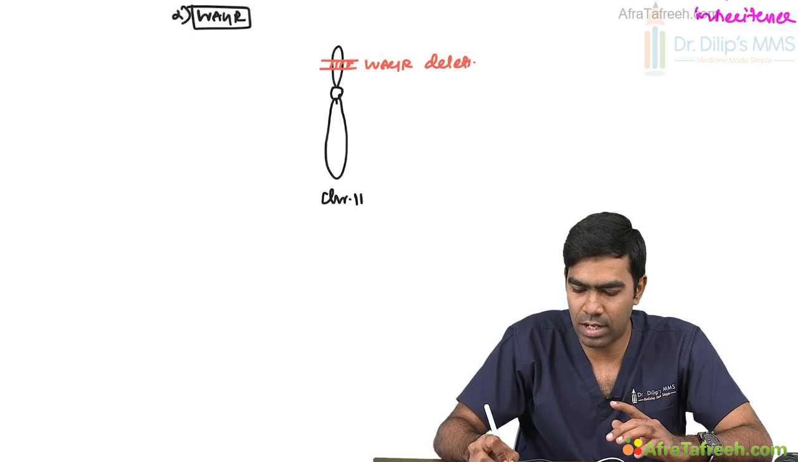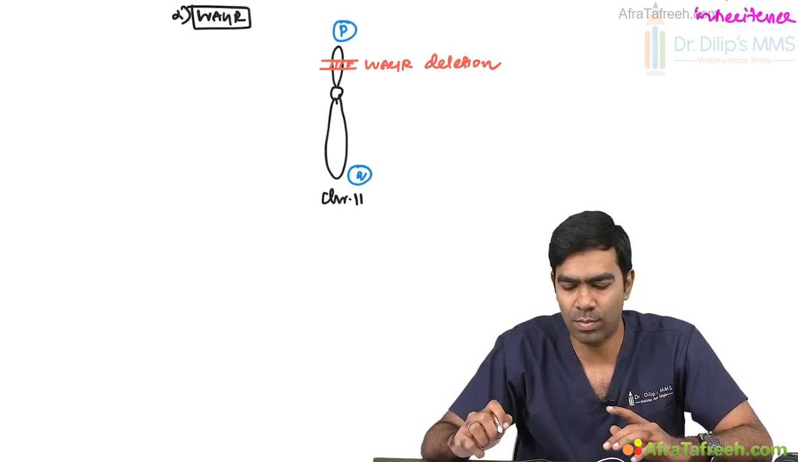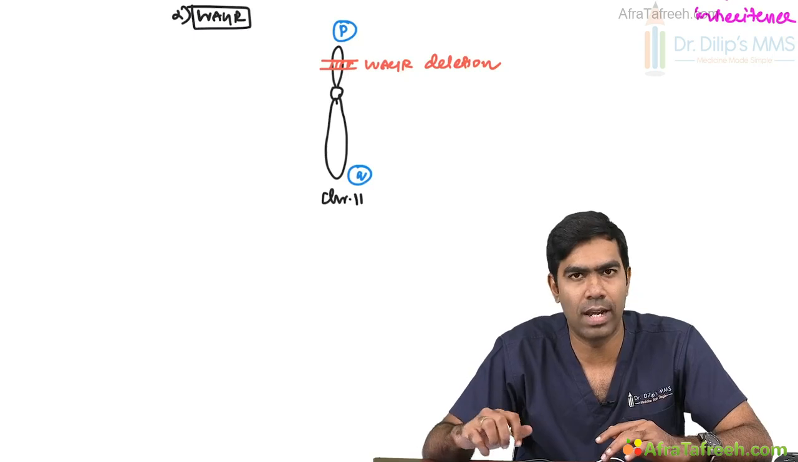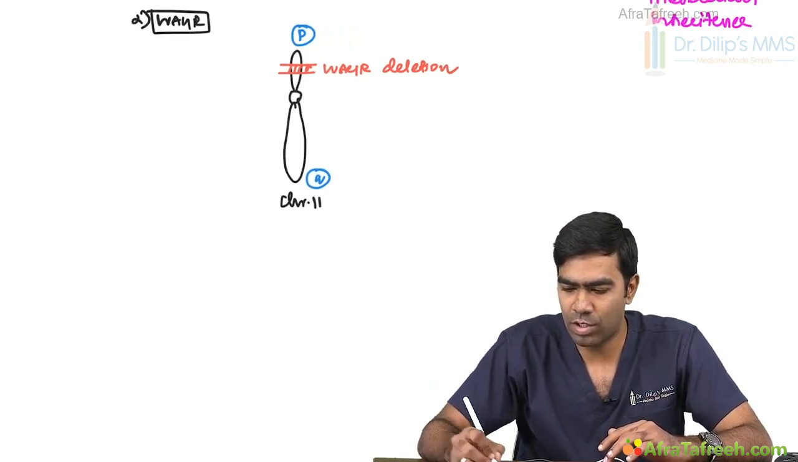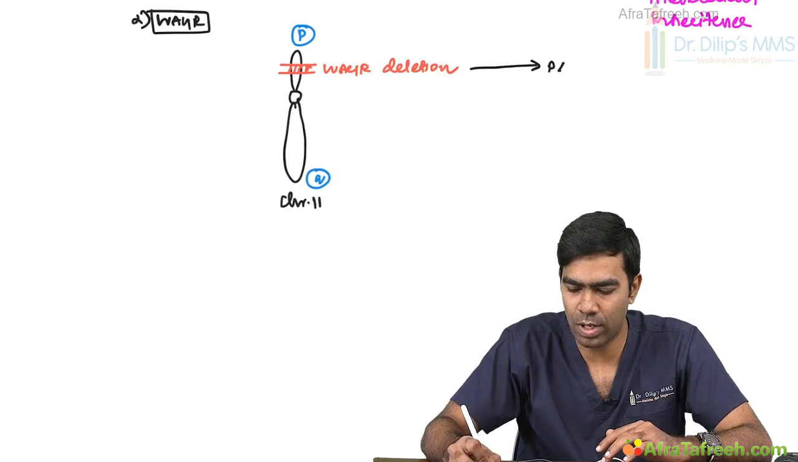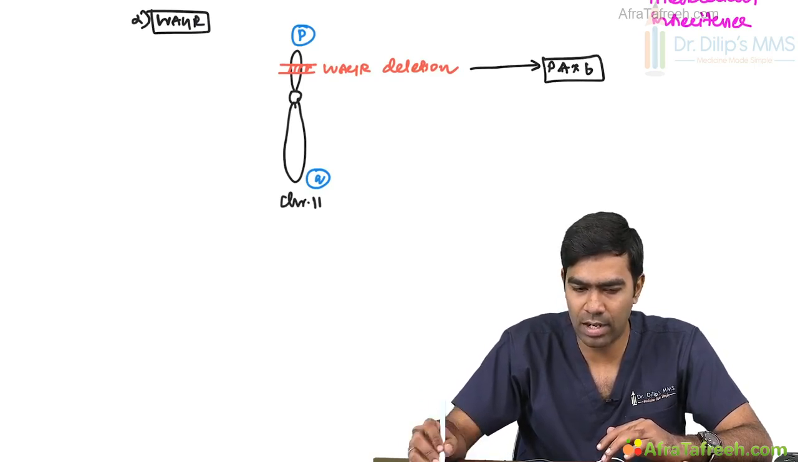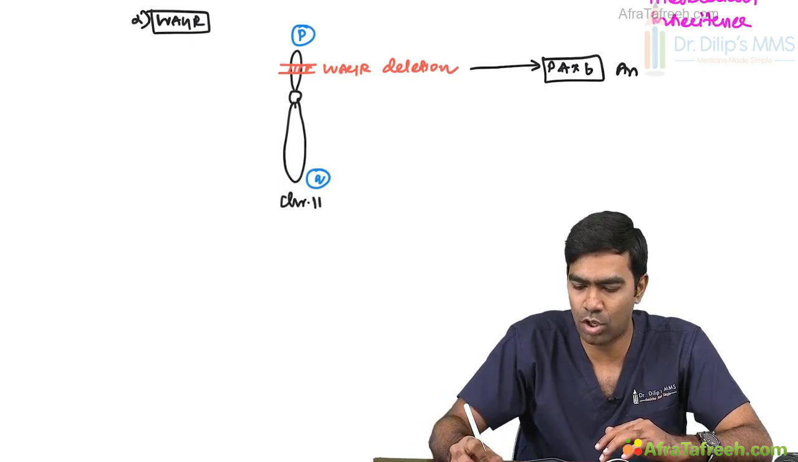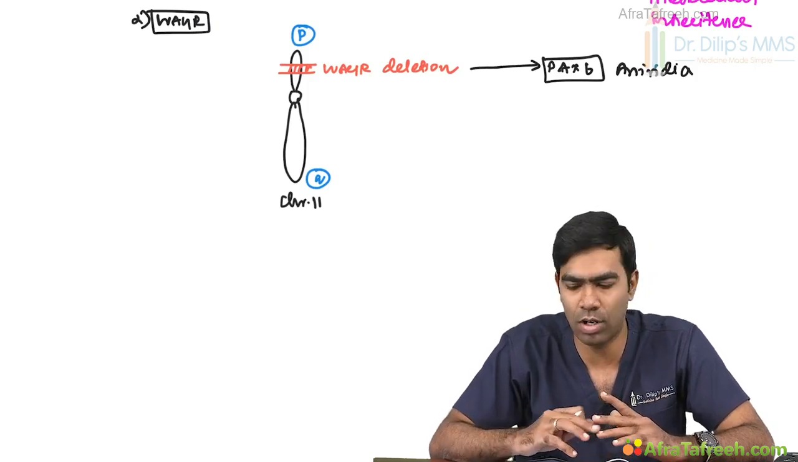And if this area is deleted, and this is located in the short arm of chromosome number 11, not in the long arm of chromosome number 11 like in Prader-Willi syndrome, it's in the short arm of chromosome number 11. So deletion of this WAGR region will result in deletion of certain key and crucial genes. The first gene that is very, very important is PAX6 that is deleted, and deletion of this PAX6 gene is thought to be the reason for development of one of the key components of WAGR syndrome called aniridia.